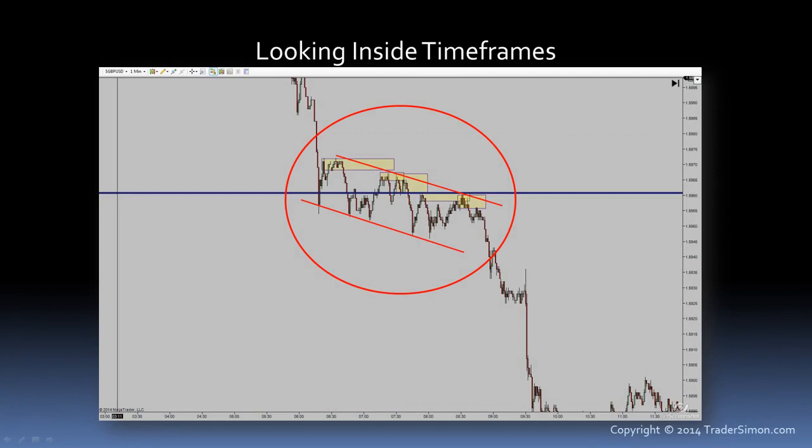One thing I'd like to show you is that compression again, but this time on a 1-minute time frame. As you can see, price formed a channel and retested multiple supply zones marked by the yellow boxes. This paved the way for a breakthrough of that area later on.